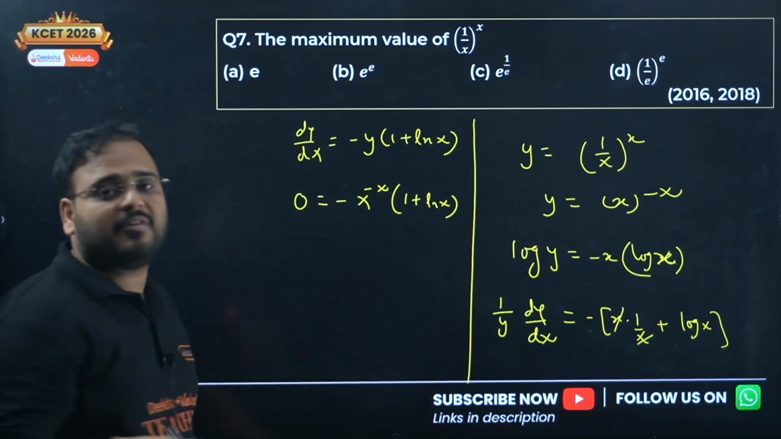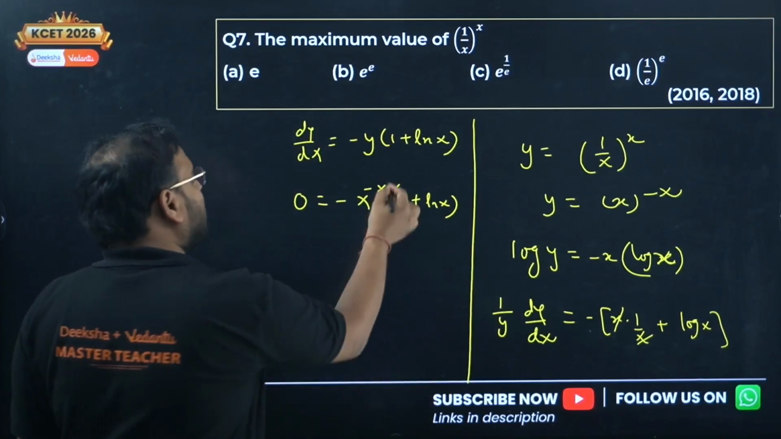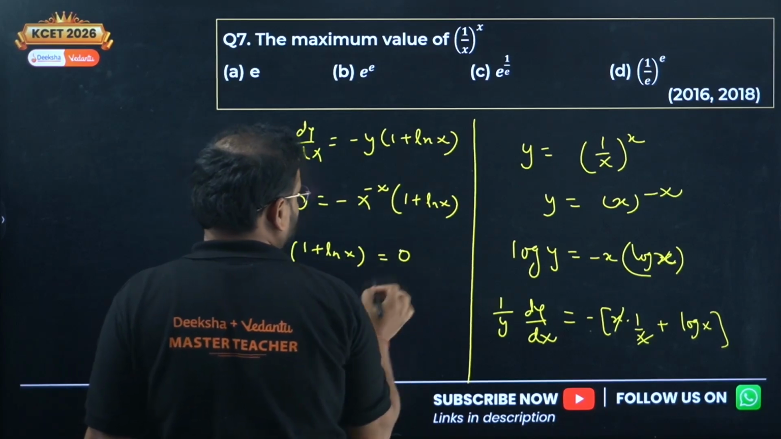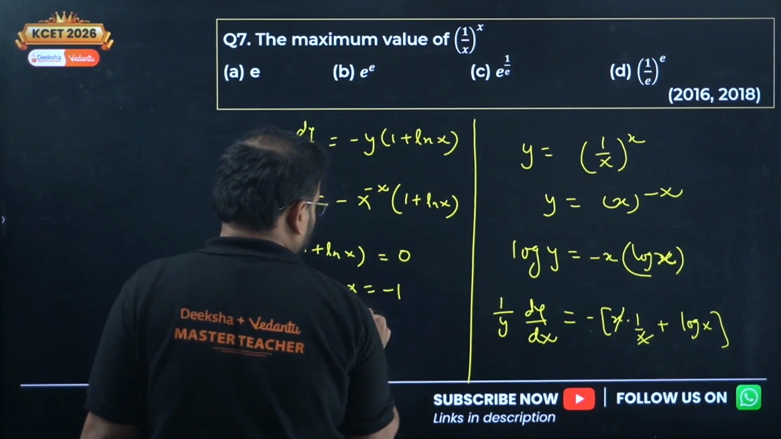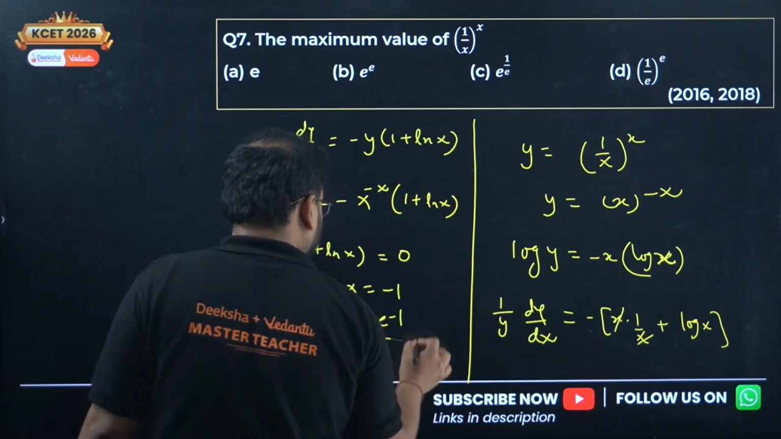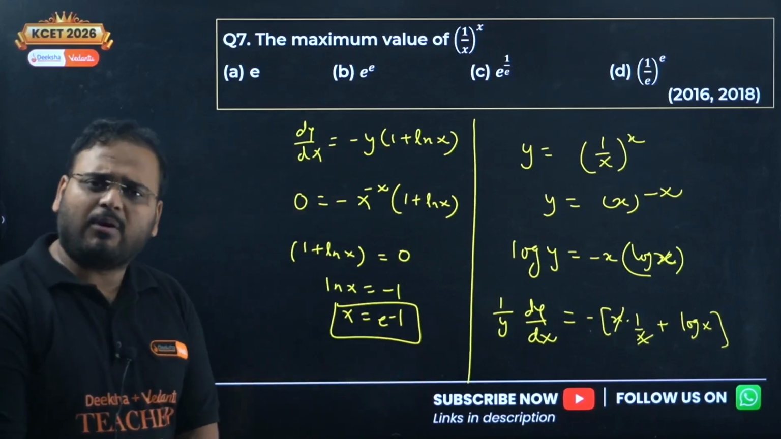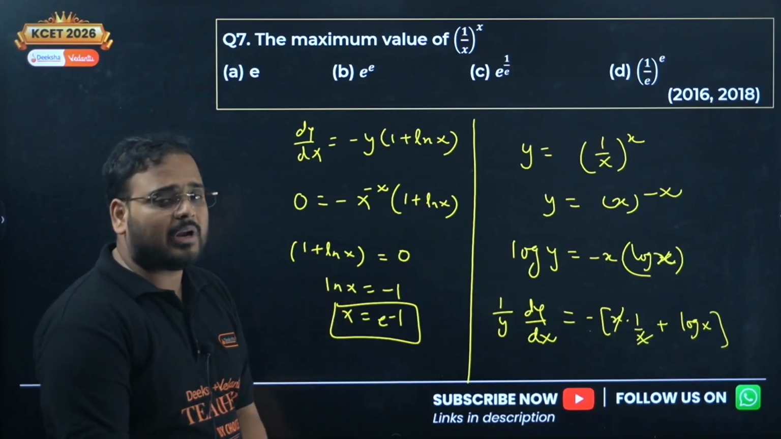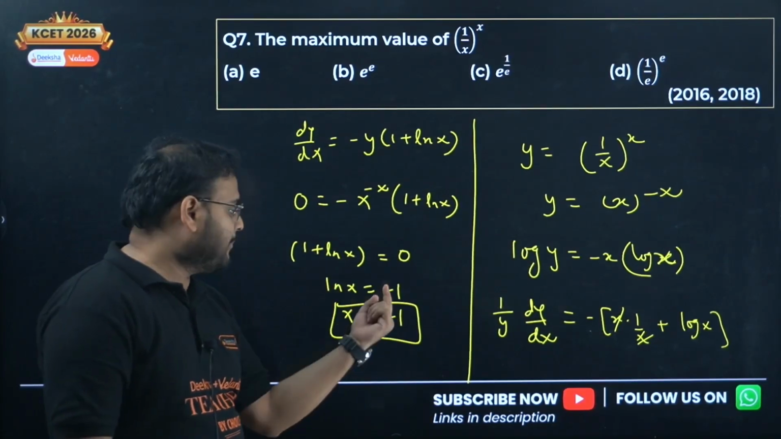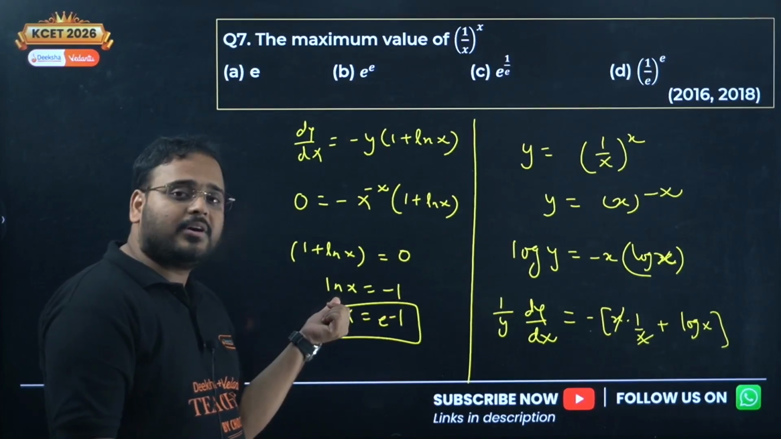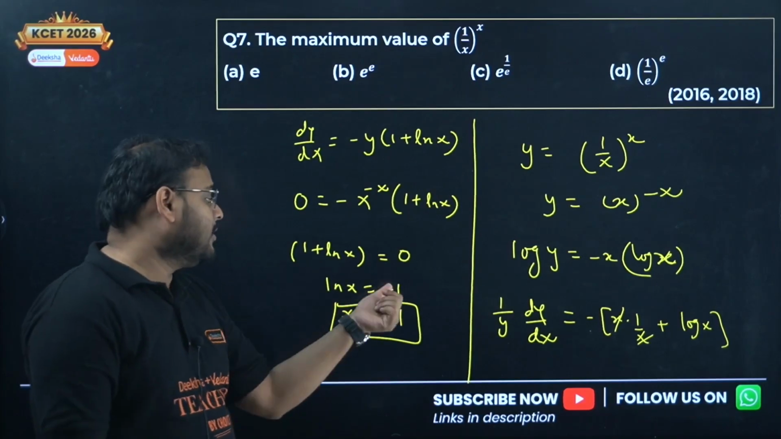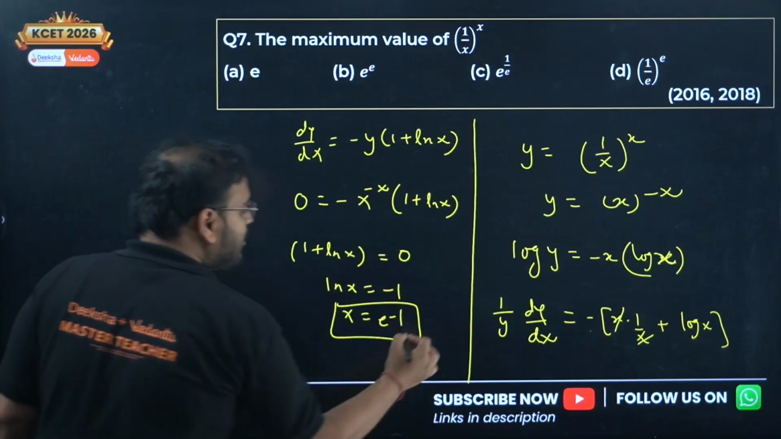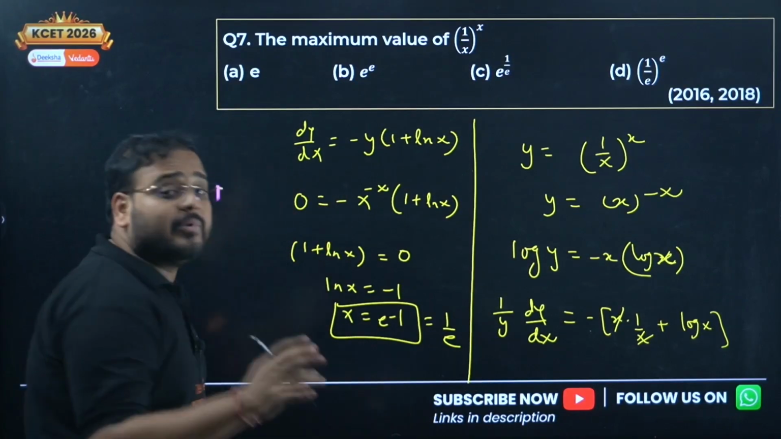We all know that an exponential function can never be 0. This is a non-zero value. So what I get from here? 1 plus ln x equal to 0. So I get ln x equals minus 1. I get x equals e power minus 1. How come, sir? Think about it. If you convert log to exponent, the base of the log becomes the base of the exponent. What is the base of the log over here? Natural log, e value. e becomes the base of the exponent, and x becomes the subject now. So what is the value over here? 1 by e.